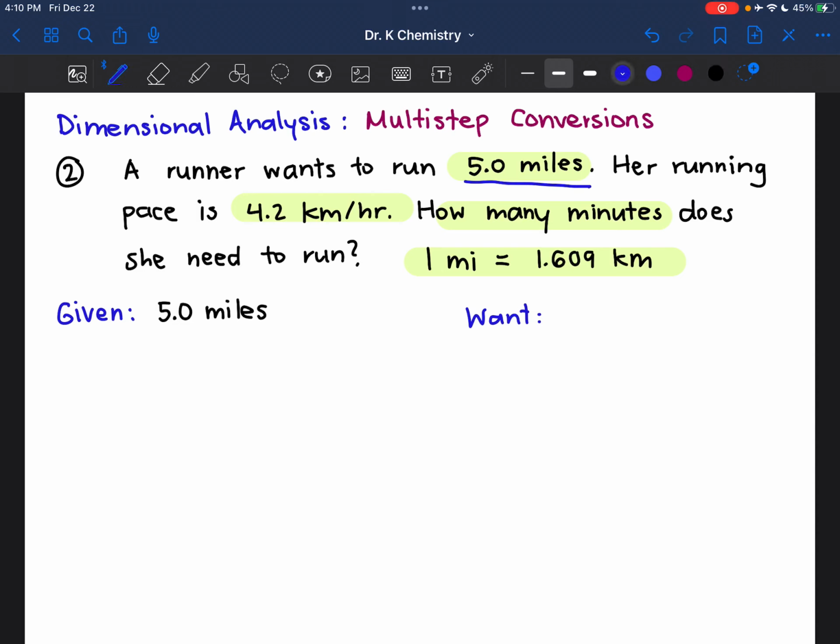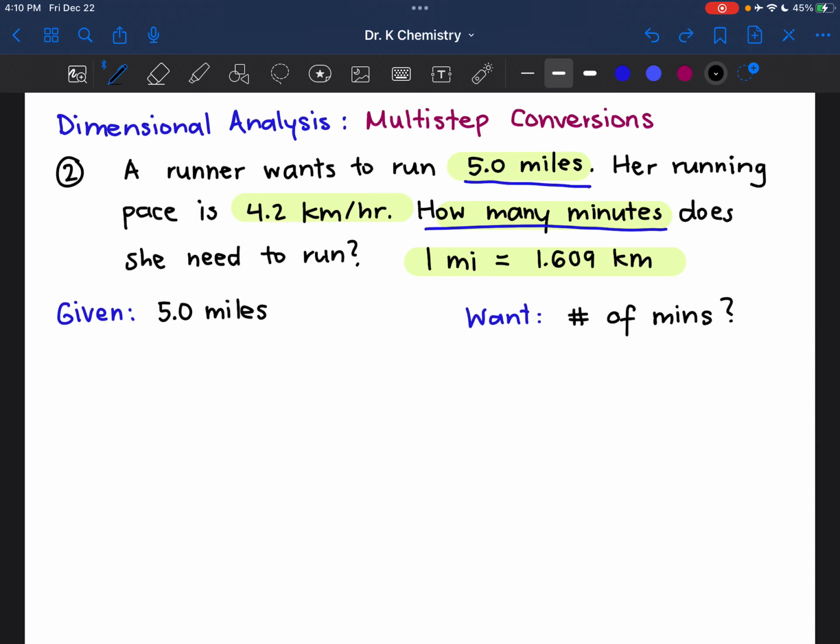Finding what we want will be relatively straightforward because it's usually in the form of a question. This is asking how many minutes. So what we're trying to find is the number of minutes that she needs to run. Now we do have some extra information in here. So there's a conversion between miles and kilometers. So we'll probably need to use that.